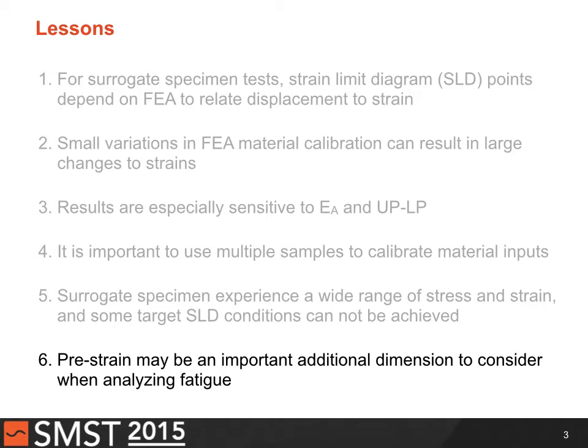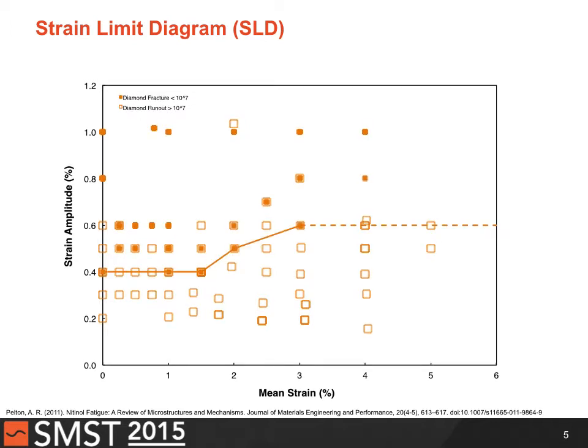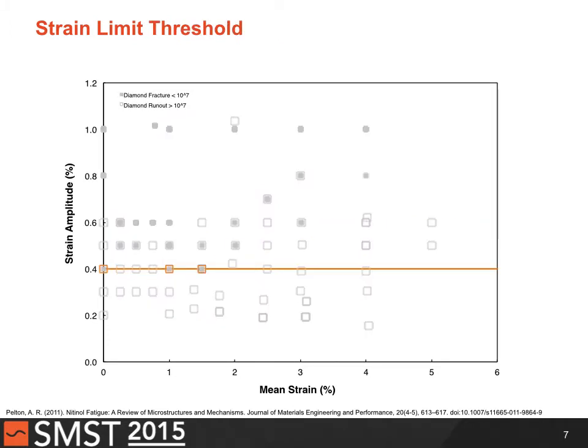Oh, acknowledgements. I also wanted to thank Alan for getting us here in the first place. I don't know if I should thank him or blame him, but this should look familiar to many of you. Strain limit diagram, we might also call it a Pelton diagram, where we look at different sorts of specimens at various mean strains and strain amplitudes, and we look at runouts and failures, and then try to draw a line like this. It may look like this, or it may look like that, or however you want to draw it, but you set some threshold and some criteria.